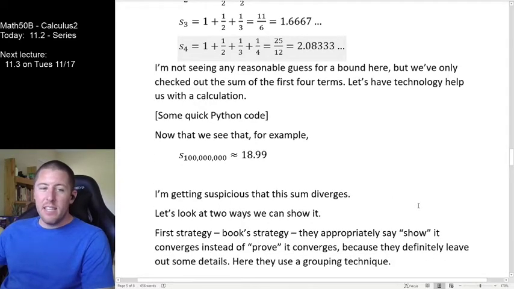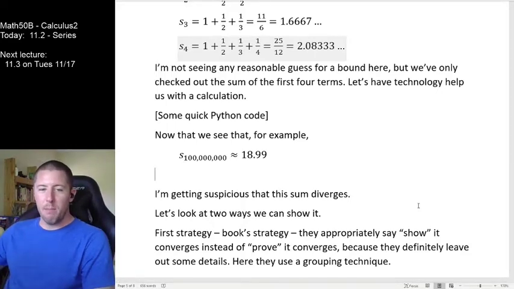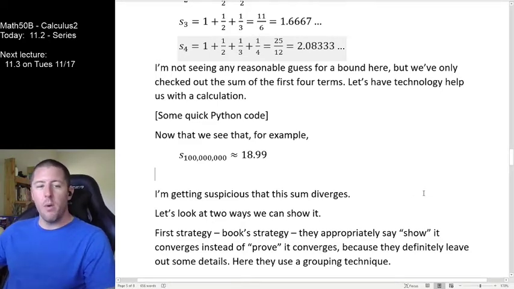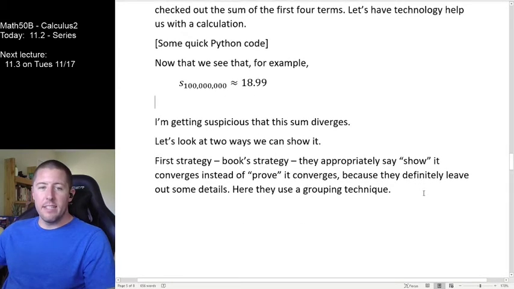But since I don't see this ever slowing down, it seems like every computation I've done has given me a meaningfully larger number than the previous computation. I'm getting suspicious that this sum maybe diverges. And what I want to look at now is two different ways that we can show that this sum diverges. I don't think there is any reasonable way that you should be expected to necessarily come up with some of these proofs on your own.